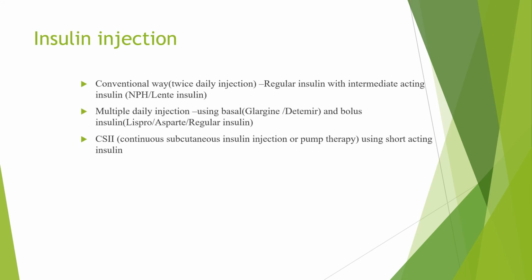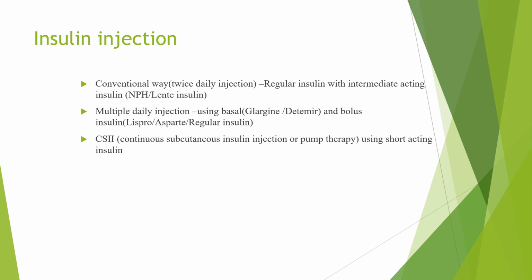There are different ways of insulin injection. The first one is the conventional way, or twice daily injection, that we are using most of the time. Regular insulin with intermediate-acting insulin such as NPH or lente insulin should be used during the conventional way. So we should not use regular insulin alone as a conventional or twice daily injection, and also we should not use NPH or lente insulin alone as a conventional way, except in special circumstances.